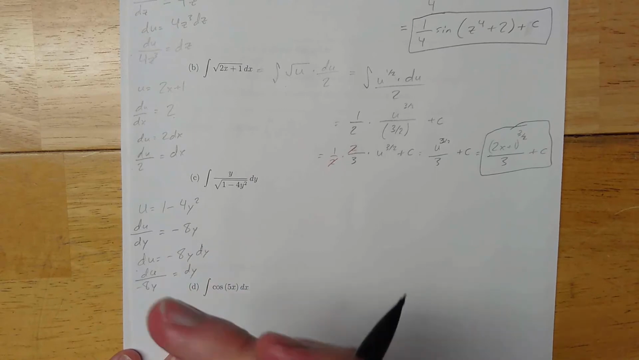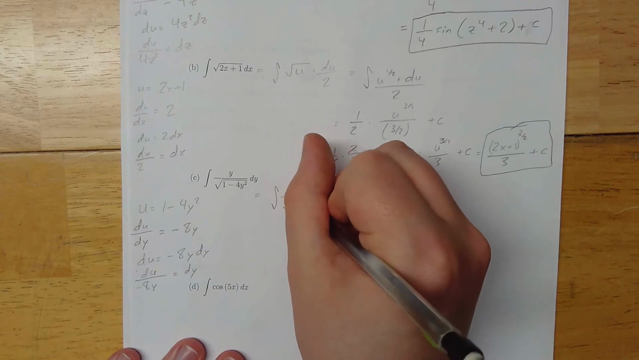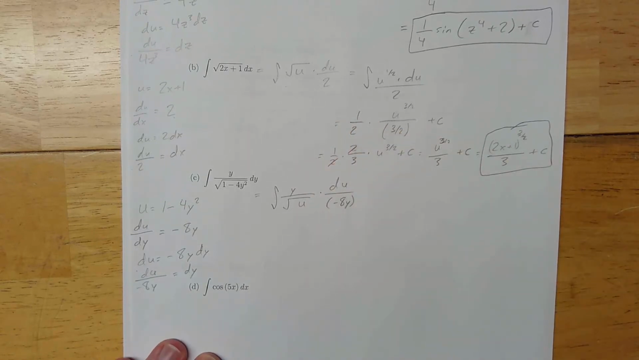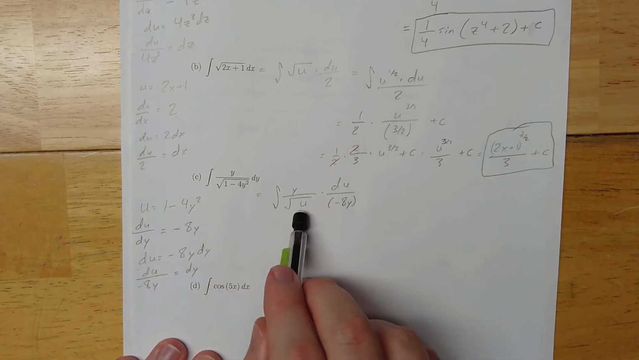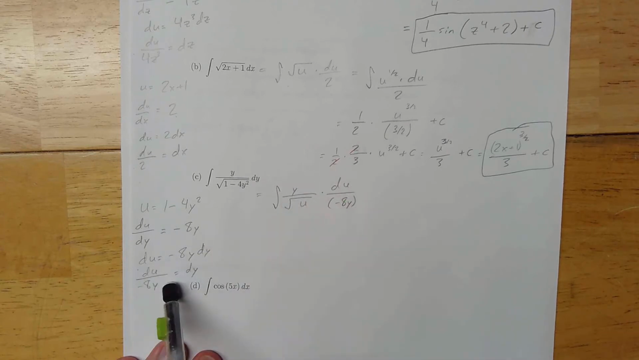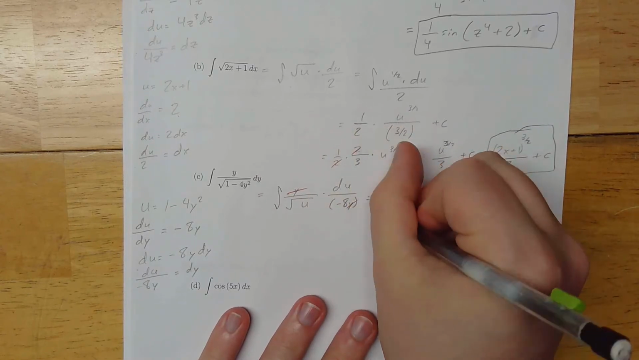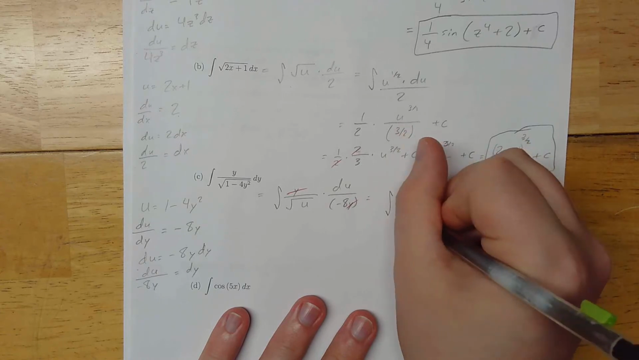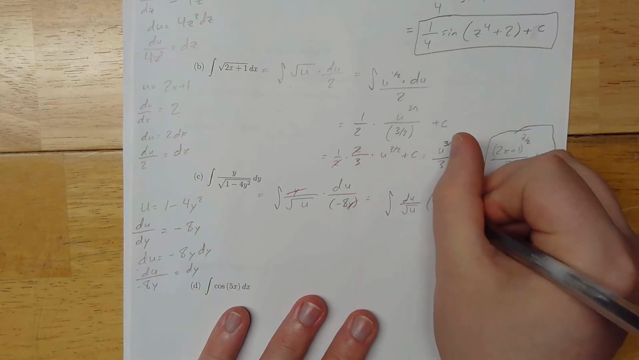So we'll take this and rewrite it as the integral of y over the square root of u times du over negative 8y. Again, just make sure you know where everything's coming from. The u comes from the fact that we said 1 minus 4y squared was going to replace it. The du over negative 8y comes from us replacing the dy. And so now the y here and the y here will cancel, and we'll get the integral of du divided by the square root of u, and then times negative 1/8.